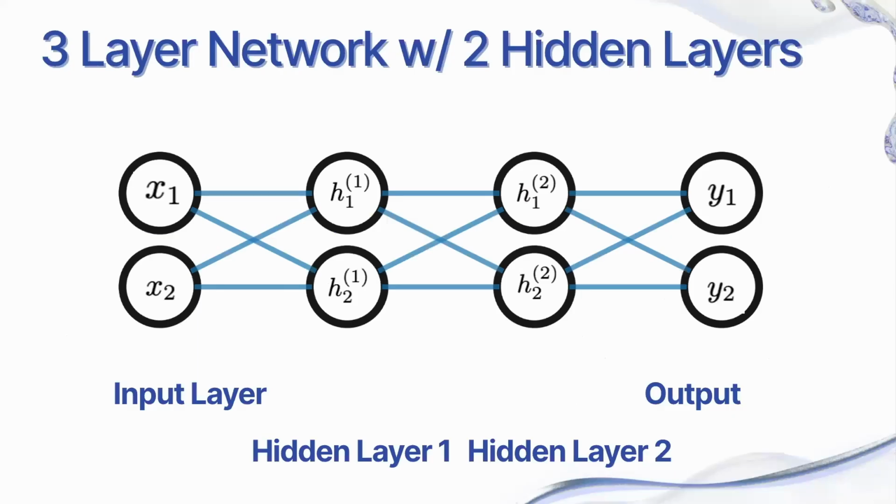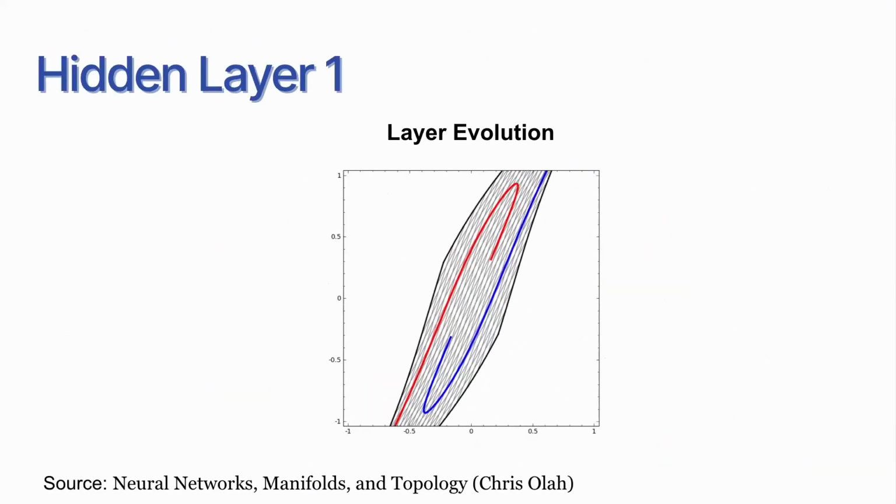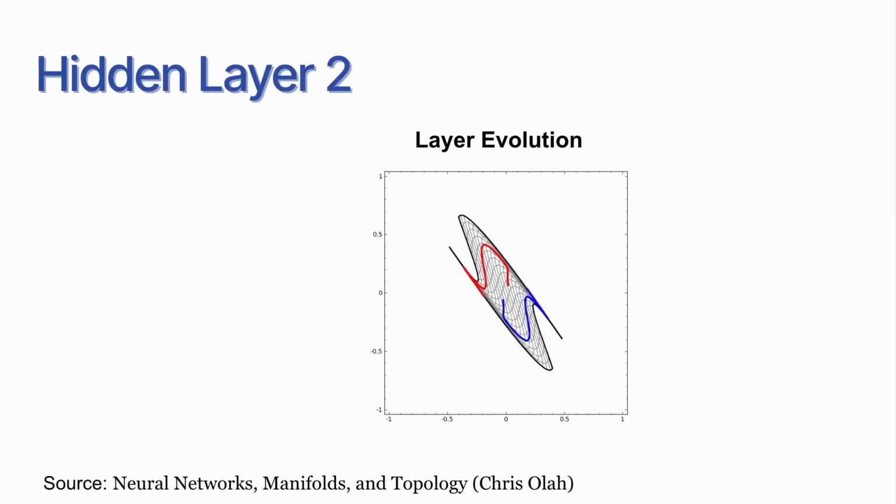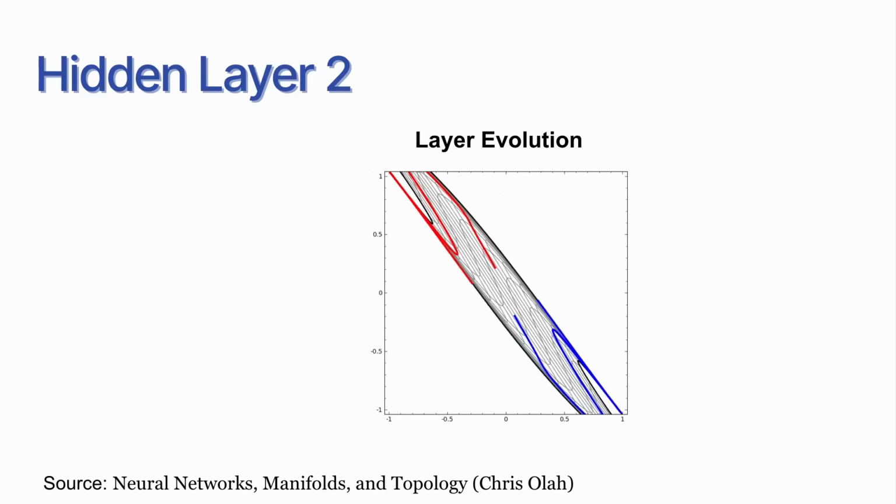Okay. So again, another way to think about it, back to our spiral example, is that our hidden layer 1 stretches and squeezes it, and our hidden layer 2 continues to stretch and applies nonlinearity until we get linearly separable data.